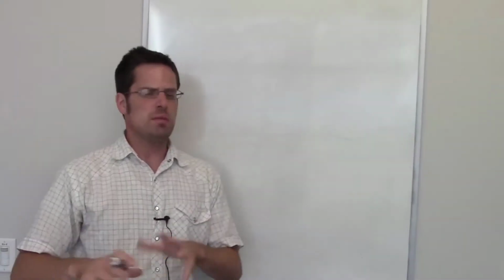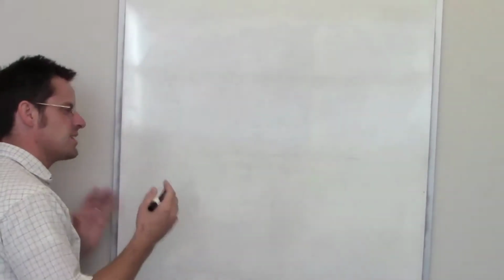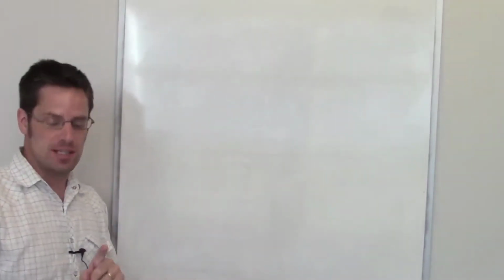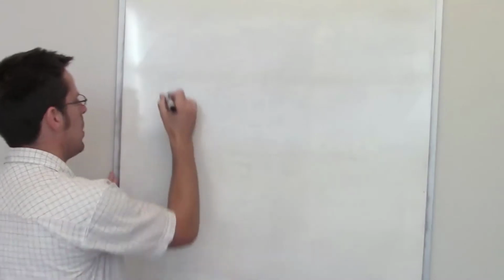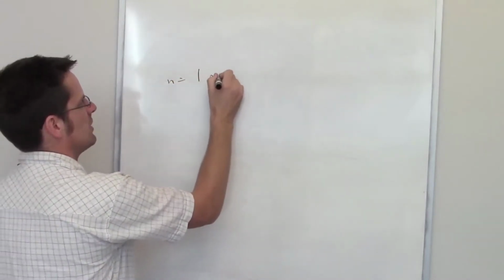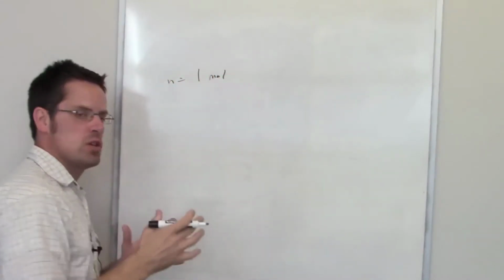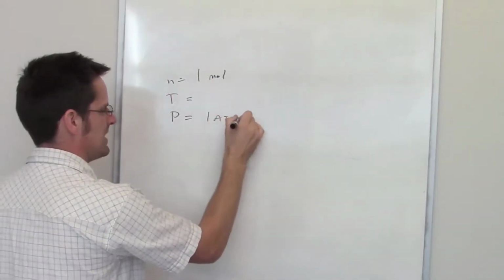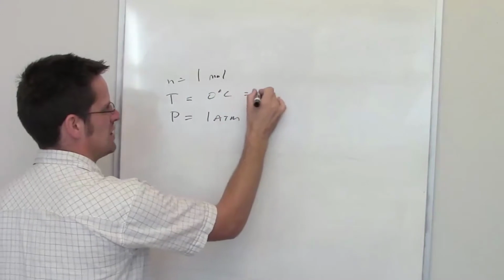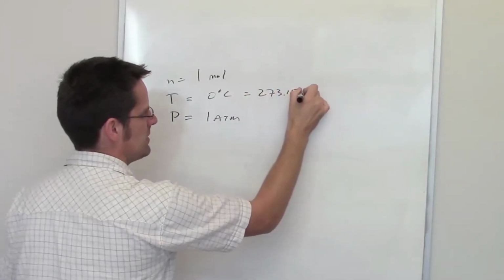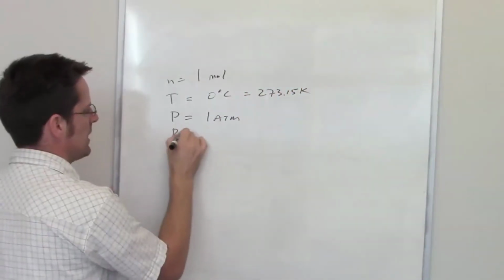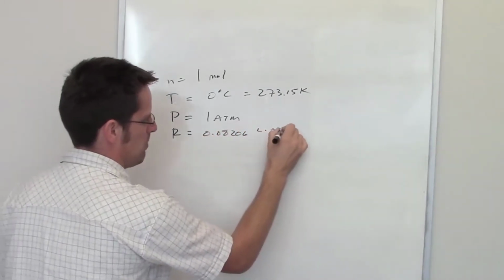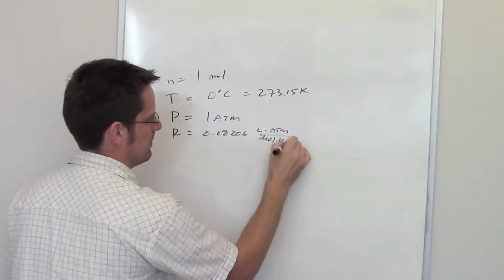This first problem is quite quagtastical. It asks us to use the ideal gas law to calculate the volume of 1 mole of an ideal gas at STP. We should remember that standard temperature and pressure are 1 atmosphere and 0 degrees Celsius, which is 273.15 kelvins. The ideal gas constant is, of course, 0.08206 liter atmospheres per mole Kelvin.